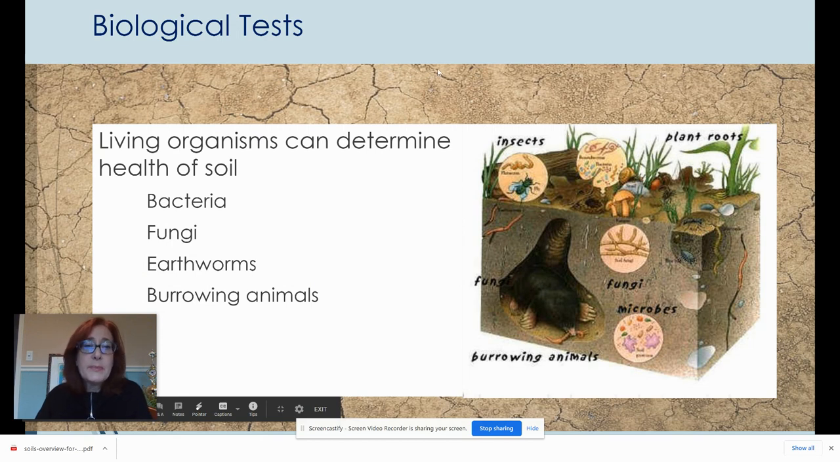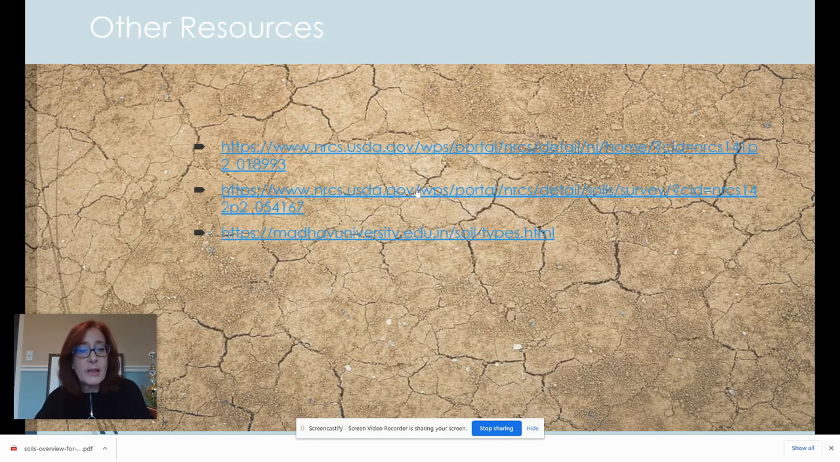The other type of test is biological test. Living organisms can determine the health of the soil. So if you don't have any worms or bugs or plants growing, you can kind of figure out that your soil might actually really be dirt. And dirt is a soil that's void of living matter. And so we have a lot of insects and fungi and microbes in our soil. Our soil is just a teeming living organism in and of itself.